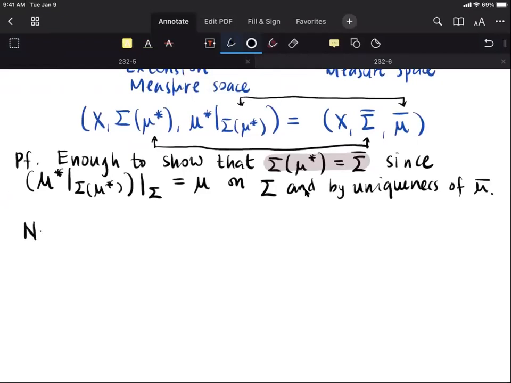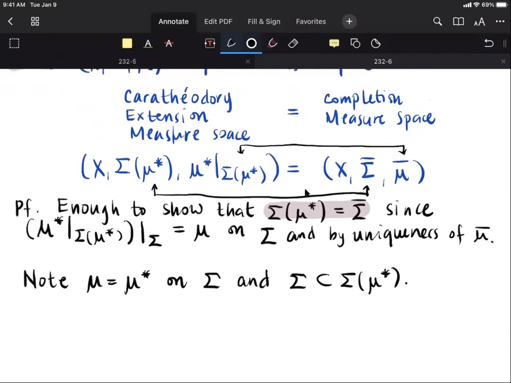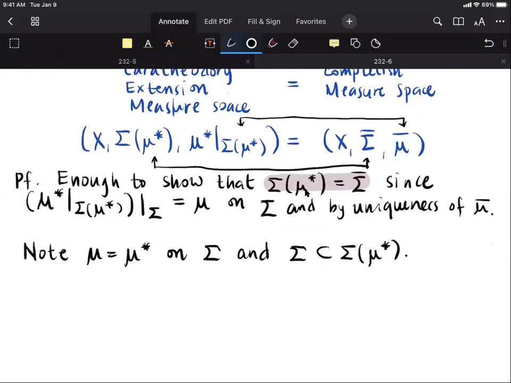Okay, so let's start with the following note. You can state this as mu being equal to mu star on sigma. And recall that elements of the sigma algebra are all measurable. In the case of a ring, this should be R or even sigma R, but if you have a sigma algebra, then the sigma algebra generated by that collection would still be the same.